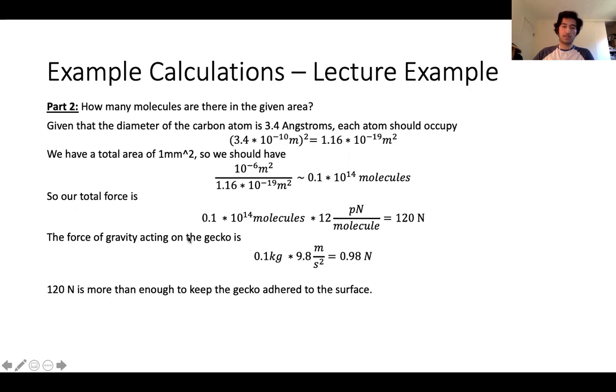And then if you ask yourself, what's the force of gravity that's acting on the gecko? It weighs 100 grams, which is a tenth of a kilogram, times the gravitational constant. And so you should get less than a newton. So you have more than enough force to keep the gecko stuck to the surface. And this was the thing that you found out in the lecture.